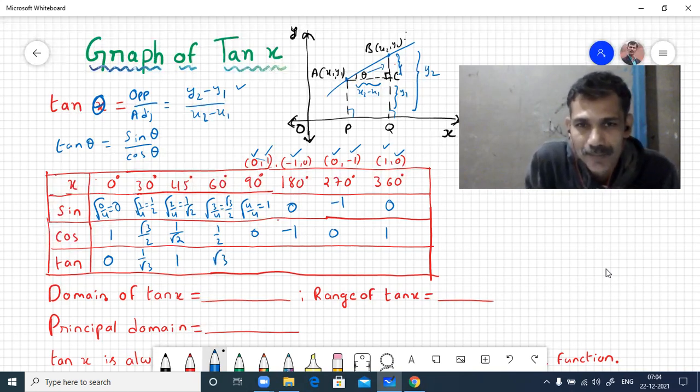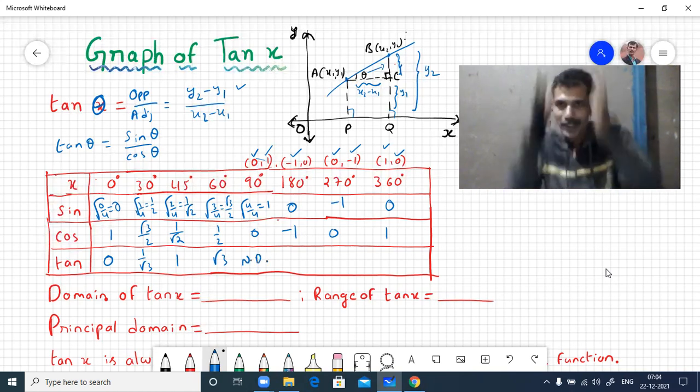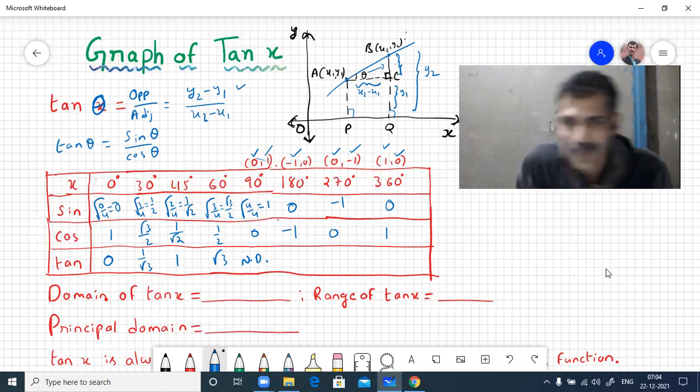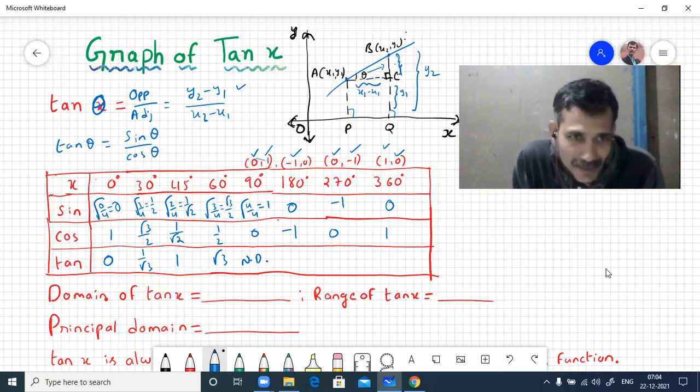Tan 90, you see, 1 upon 0. In the denominator we cannot have 0, so not defined. See, a vertical line. Can we have a slope? If you climb, you cannot slide, you will directly fall and you will break your leg. So not defined. So tan 180 degrees is 0, tan 270 degrees not defined, tan 360 degrees 0.